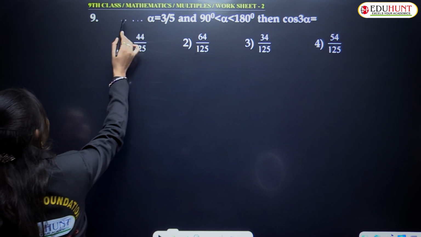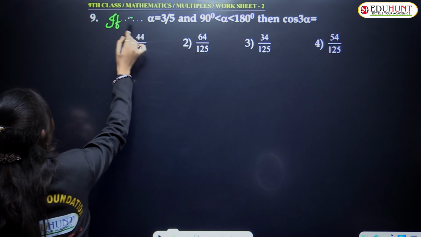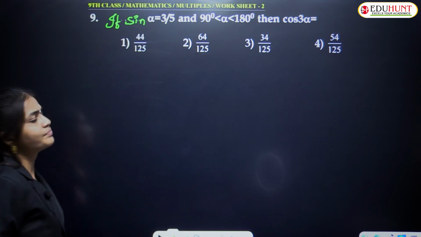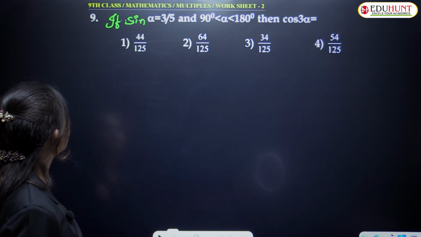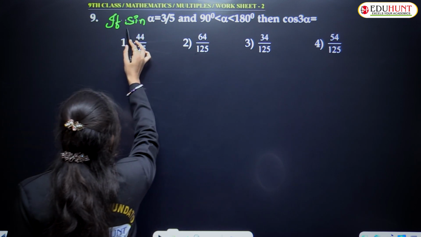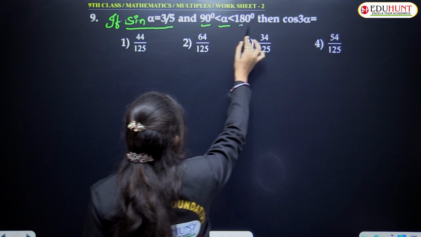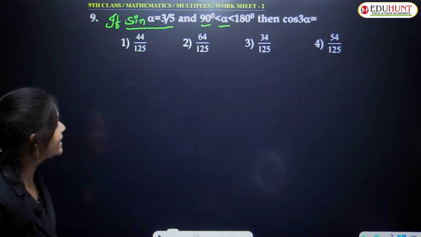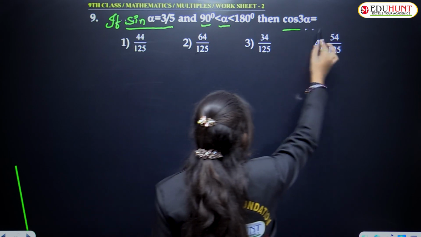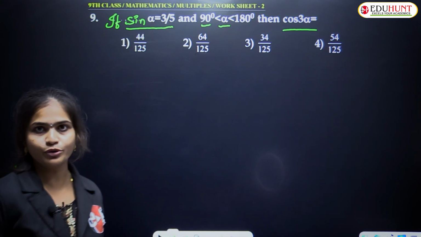See here, something they didn't give, that is "if". Sine is given very small, not visible, so that's why I have written it. So sin alpha is equal to 3 by 5, and alpha lies between 90 degrees and 180 degrees. Then we need to find cos 3 alpha.